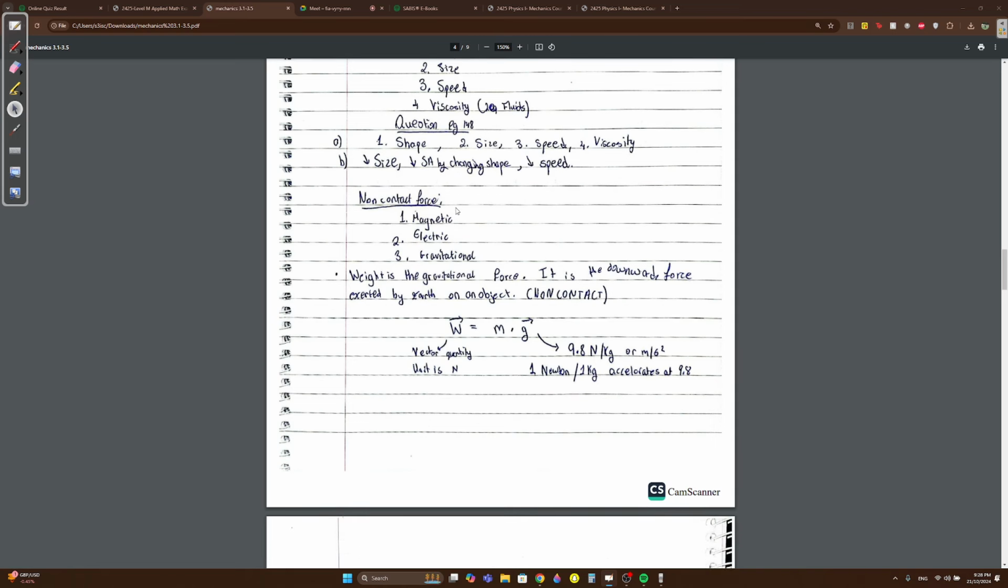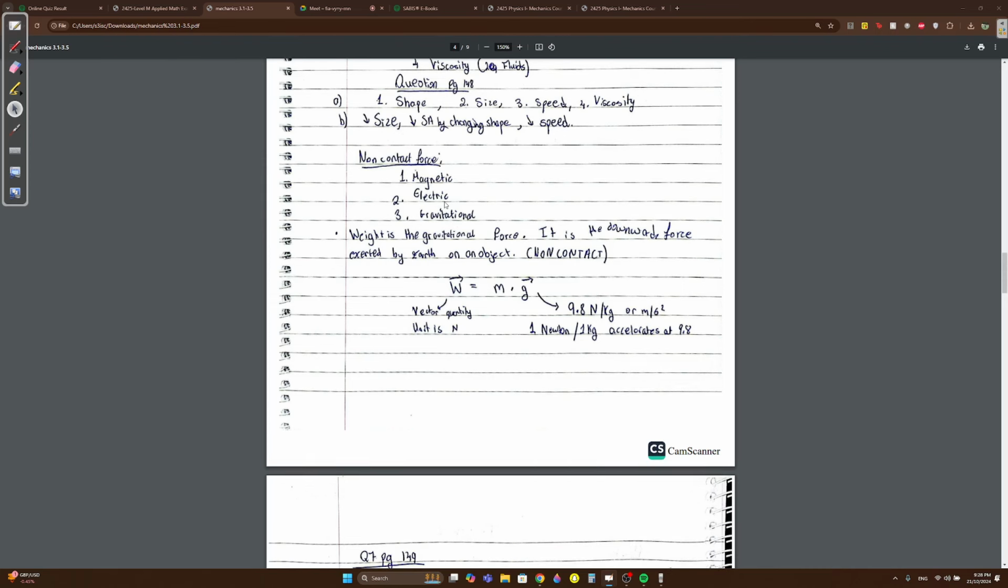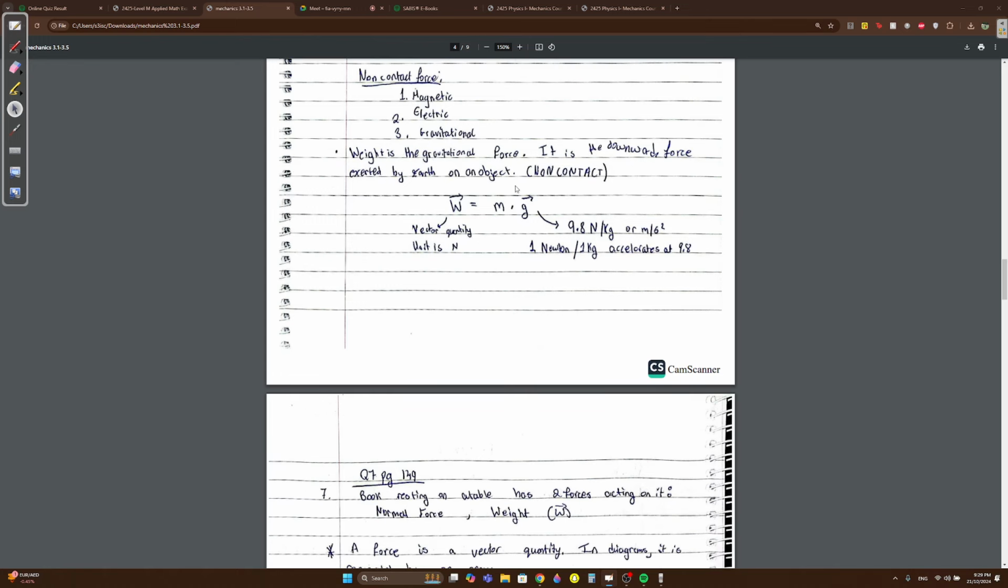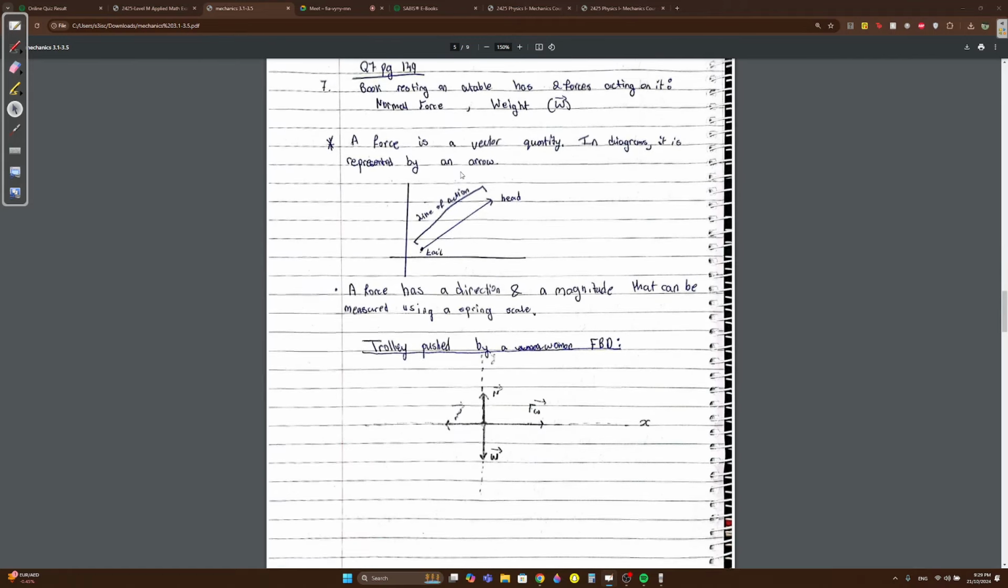Now, non-contact forces. There are three non-contact forces in physics or mechanics: magnetic, electric, and gravitational. These are straightforward. Gravitational is the one exerted by Earth, right? Weight is the gravitational force. It is the downward force exerted by Earth on an object and it's non-contact. You should know W is equal to mg.